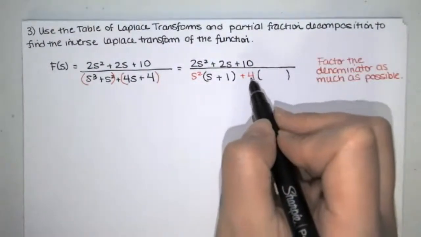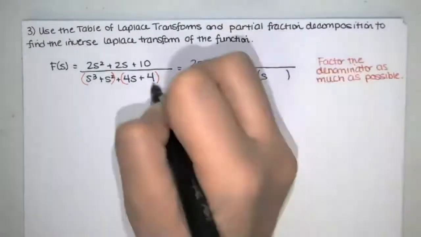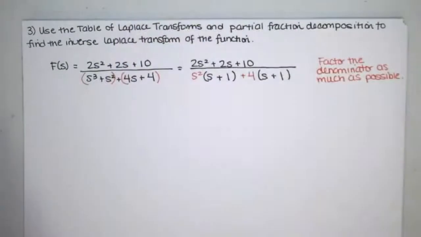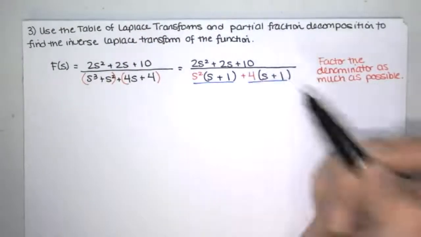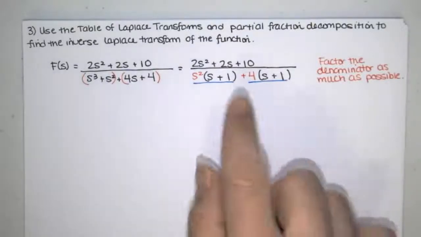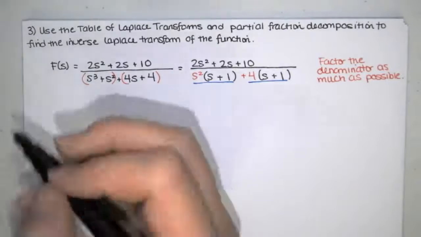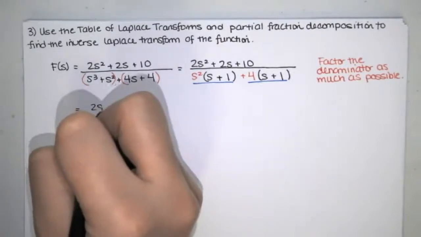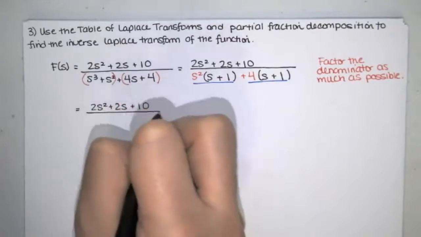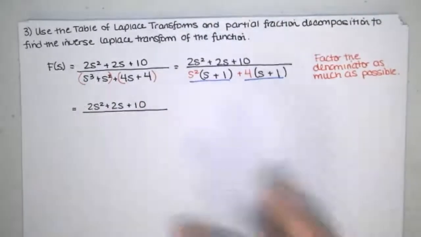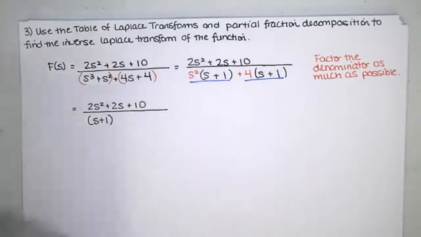I ask myself, 4 times what will give me 4s? That's just an s. And then 4 times what will give me a 4? That's just a plus 1. So now I'm looking at this group and this group. This is called factoring by grouping. And I'm saying to myself, what do the groups have in common? Well, the groups have an s plus 1 in common. So this is the same as this. I'm leaving my numerator alone. I'm just sort of bringing it along to keep everything equal. And then I'll factor out the s plus 1.